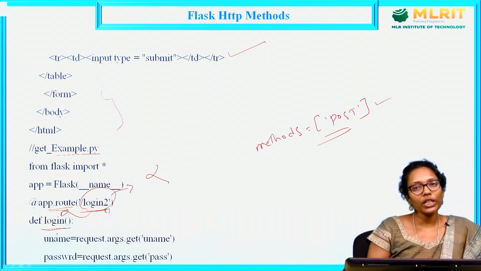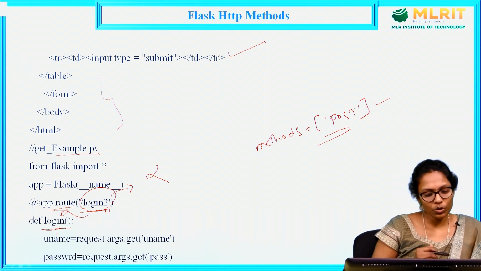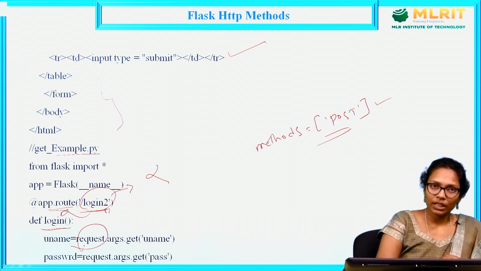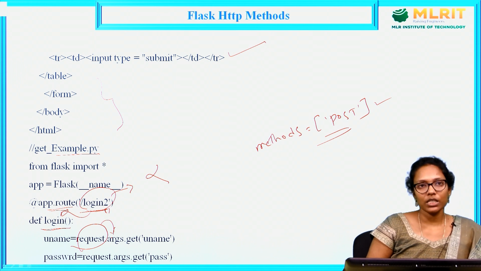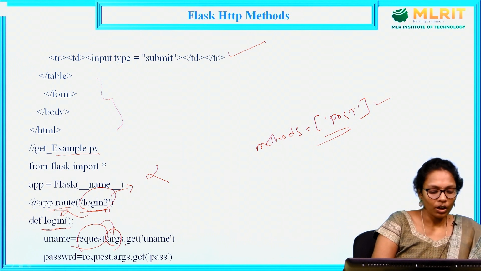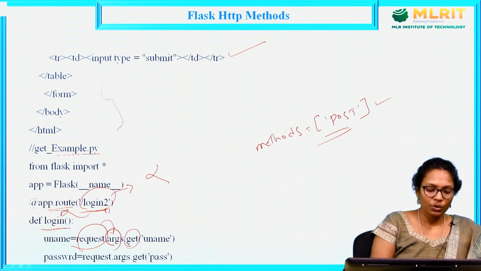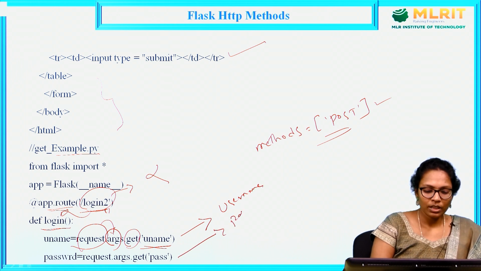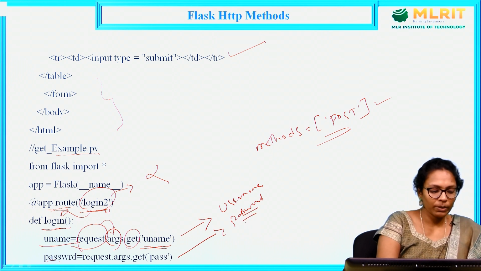In the login method, I just want to retrieve the details from the HTML form. How to retrieve them? Request is the object which contains the requested data, but here you are using another attribute called args. In the previous post example, the data was stored in the form array itself, but here you use args dot get of what you want to retrieve, uname. So uname is the field name of the username, and in the same way you retrieve the password, and store these two details in the local variables uname and password.